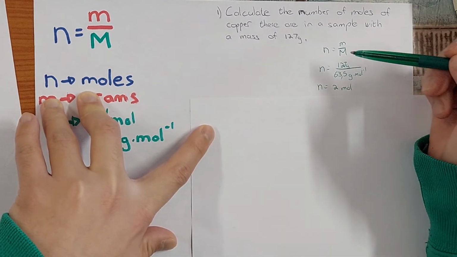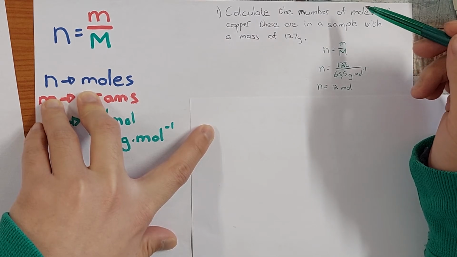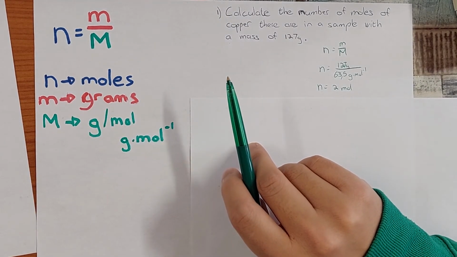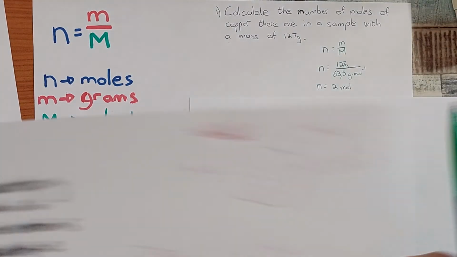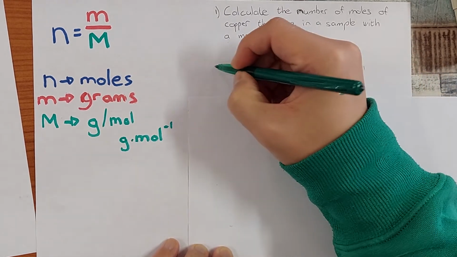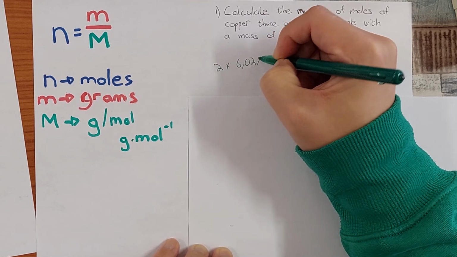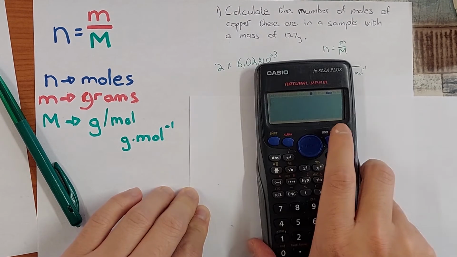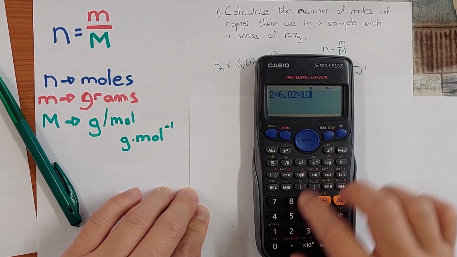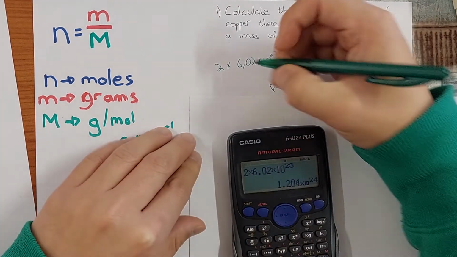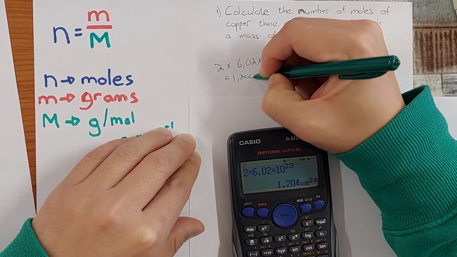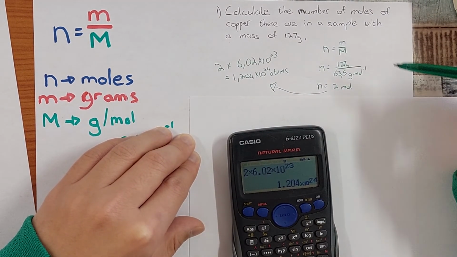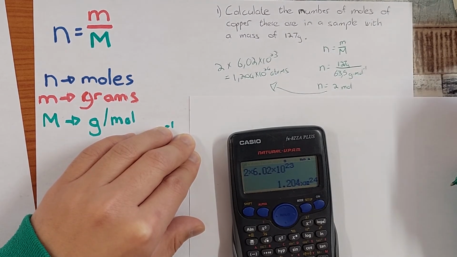Next one over here. But, sorry, just something extra. If they ask you to calculate the number of atoms there are in 127 grams of copper, remember, 1 mole is equal to Avogadro's constant, which is 6,02 times 10 to the power of 23. So I can take these 2 moles and say 2 times 6,02 times 10 to the power of 23. I put that into my calculator, and that gives us 1,204 times 10 to the power of 24 atoms. This is how many atoms there are in this. So if ever they ask you to find the amount of atoms, all you need to know is the number of moles, then just multiply it by Avogadro's constant.